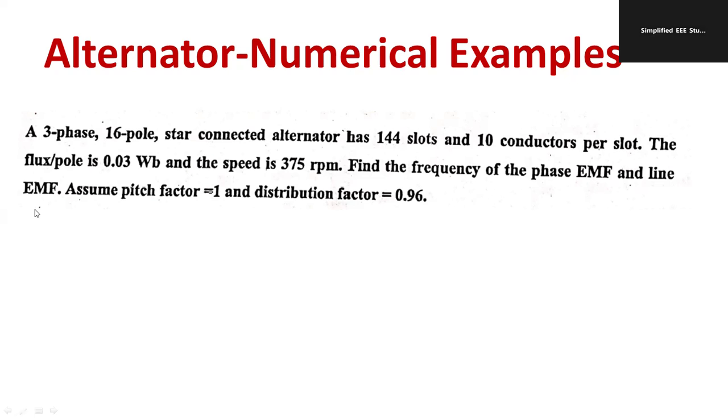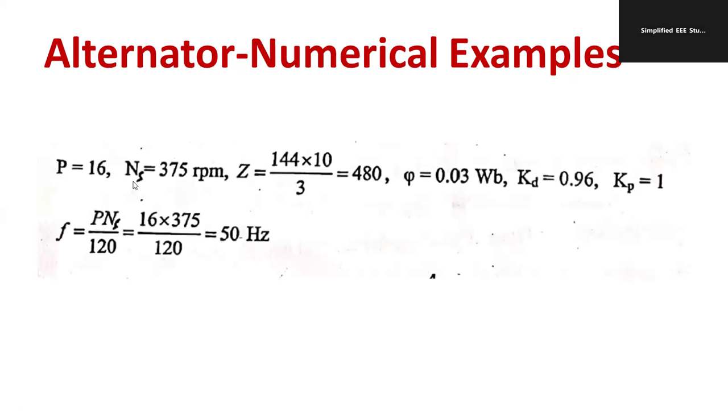First you note down all the given data. P is equal to 16, Ns equal to 375. For the conductors, I'll write Z phase, that is 480. Flux is already given in the question. Winding factor and pitch factor: pitch factor is equal to 1 because it is full pitch.